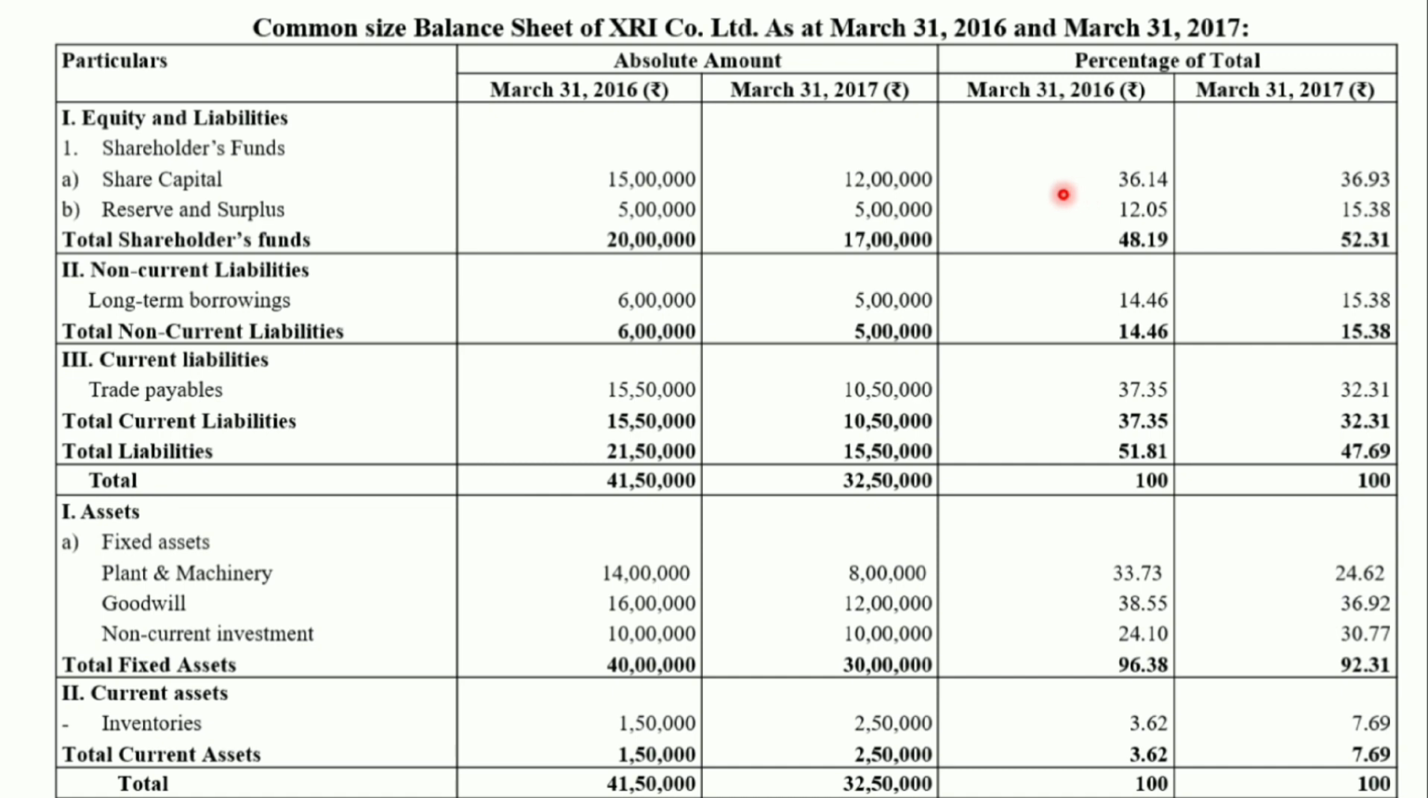slides, in the profit and loss statement we find out the percentage to the revenue from operation or net sale. Similarly, in case of balance sheet we find out the percentage with the total equity and liability and total assets. See, for the year 2016 the shareholders capital is 15 lakh and 2017 is 12 lakh. Now here we find out the percentage with the total asset, total liability.